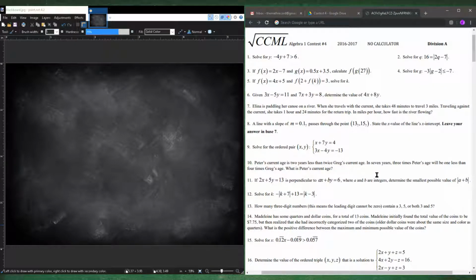Okay, number 8. A line with slope of m is equal to 0.1 base 7 passes through the point 13 base 7 and 15 base 7. State the x value of the x-intercept. Leave your answer in base 7.